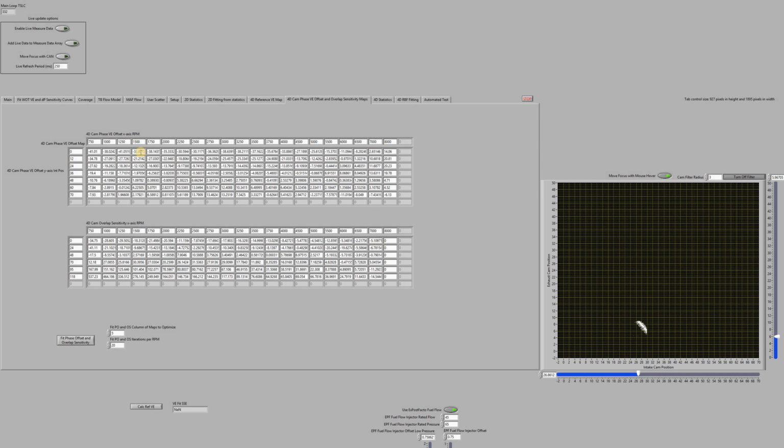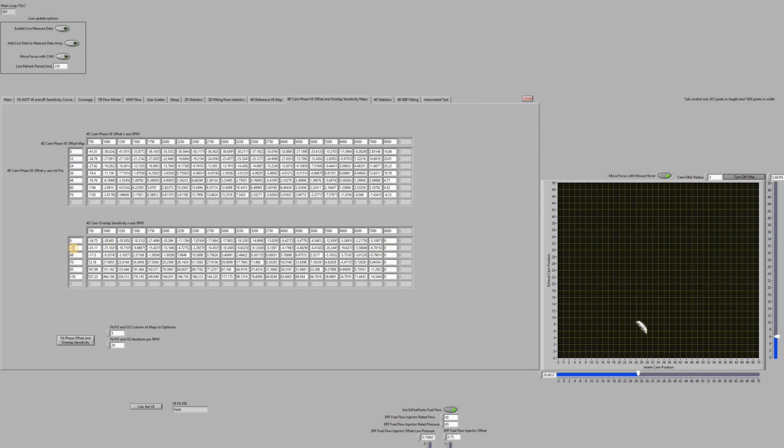You see a pretty strong gradient. And then on the second map is an overlap sensitivity. So basically, I'm looking at the relative slope of the map, or the VE versus map, at different levels of overlap, and trying to characterize the relative slope as a function of engine speed and overlap.